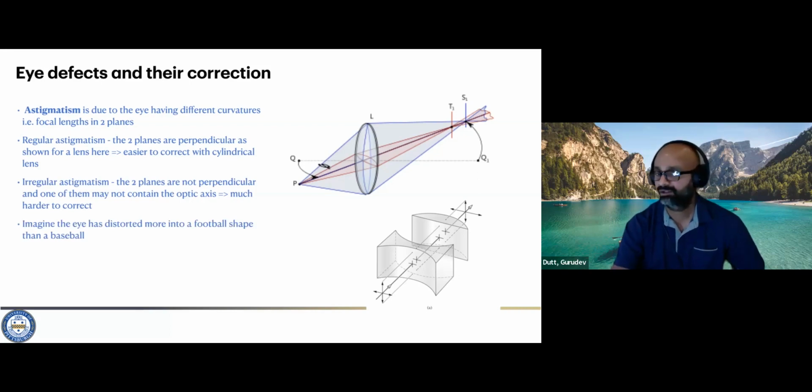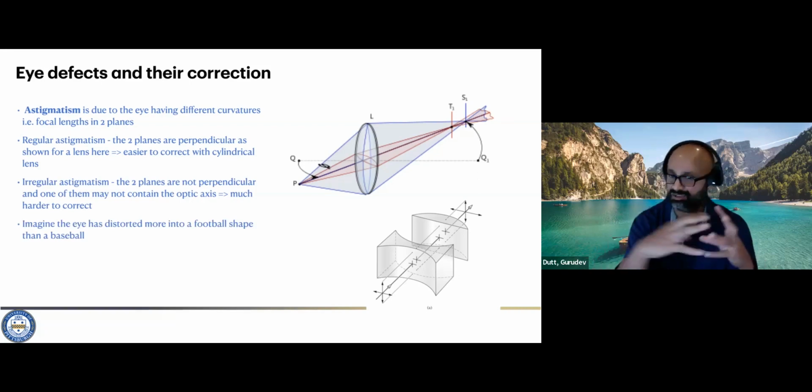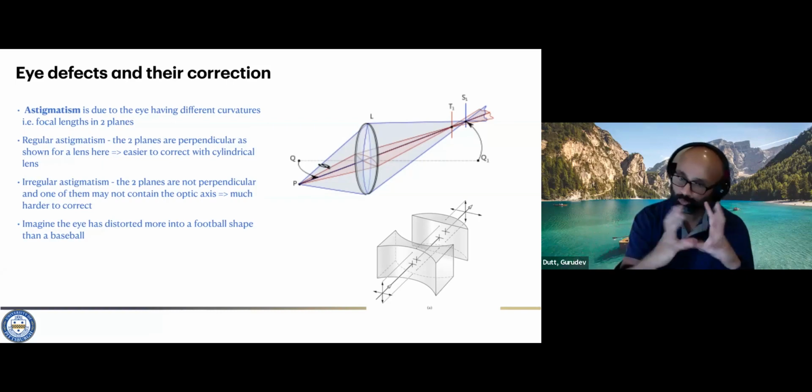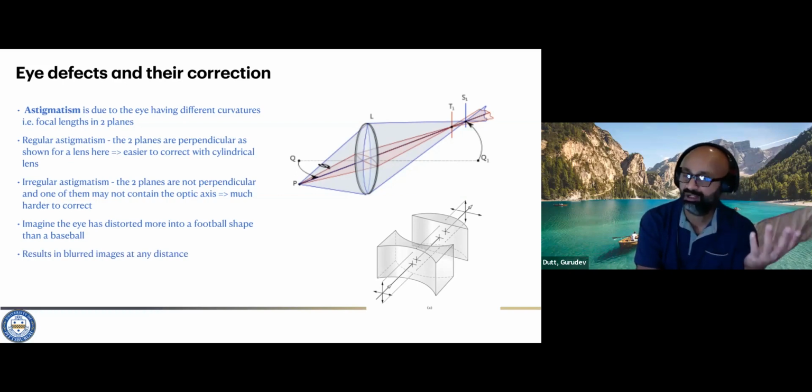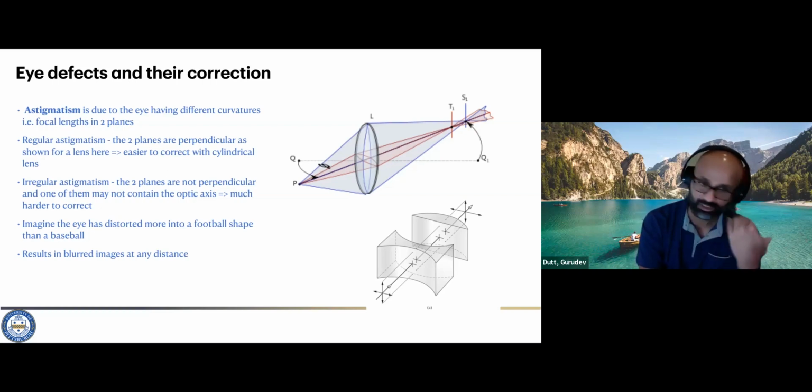Again, the cause of this is that the eye has distorted more into an ellipsoidal shape than into a more spherical shape, as is normal in a normal eye. And that results in blurred images, no matter whether it's near or far away, because you're now forming two images for rays that are coming in different planes.